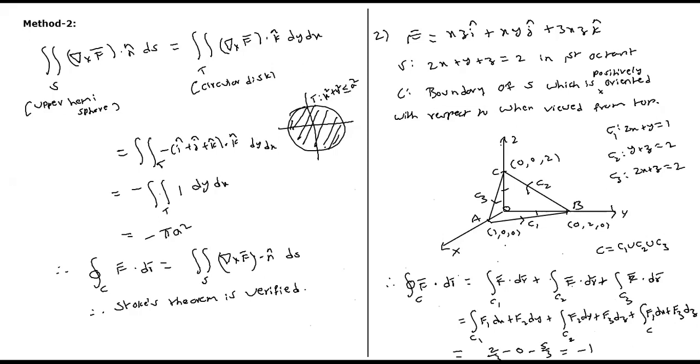Curl f bar I am going to show, write down here. That also you please verify. You will observe that curl f bar is equal to x minus 3z into j bar plus y k bar.